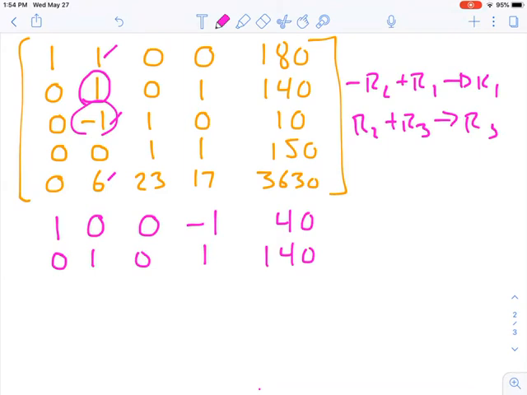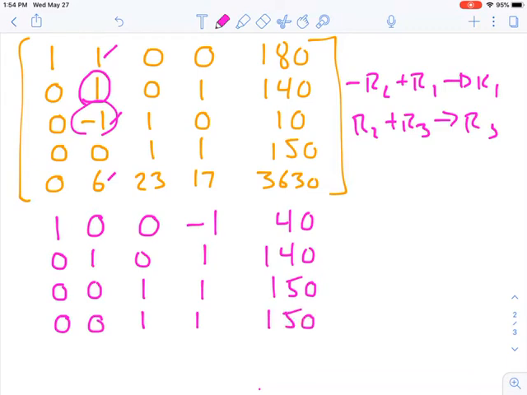Row 3 then becomes 0, 0, 1, 1, and 140 plus 10 is 150. Row 4, well, row 4 looks good. We've got a 0 right where we want it. So I'm simply going to rewrite row 4.